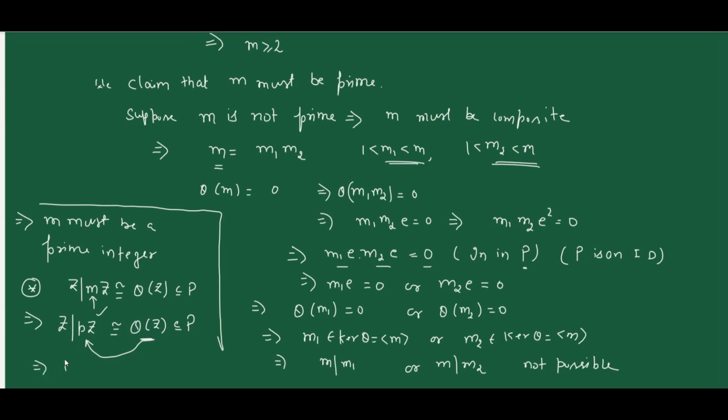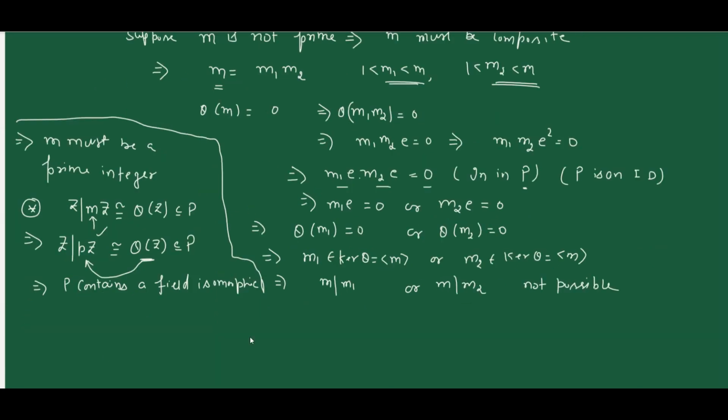So this implies p contains a field isomorphic to z by pz, but p is prime, so it cannot contain a smaller field. So this implies z by pz is isomorphic to p itself. Because p is a prime field, it cannot contain a smaller field, therefore p is isomorphic to z by pz itself. So from this we can say, what is the conclusion of the theorem?